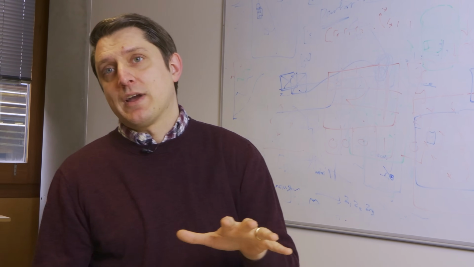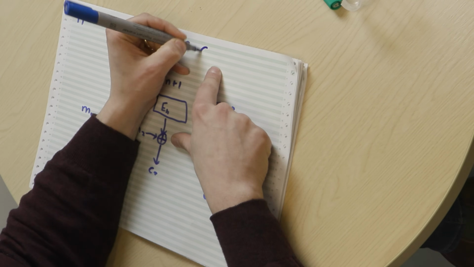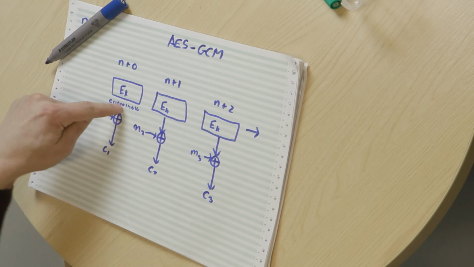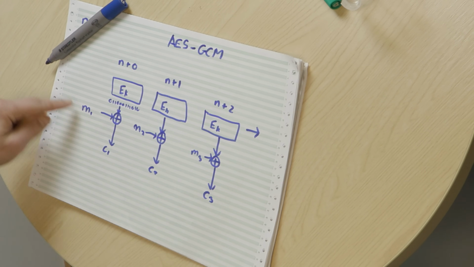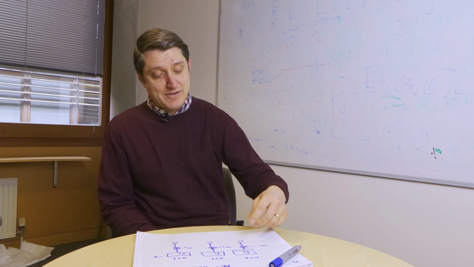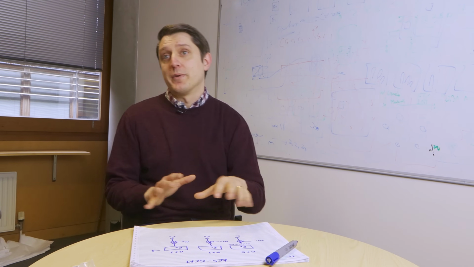So this is what Galois counter mode does. When you see AES GCM, that's the Advanced Encryption Standard in Galois counter mode, what you're actually saying is we're using AES to perform this encryption, but we're using counter mode and we're calculating this Galois mathematics across these ciphertexts to make sure that they also haven't been changed. And that's what we're going to talk about now.